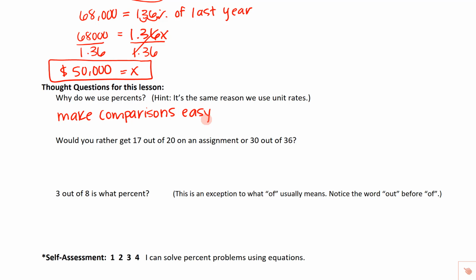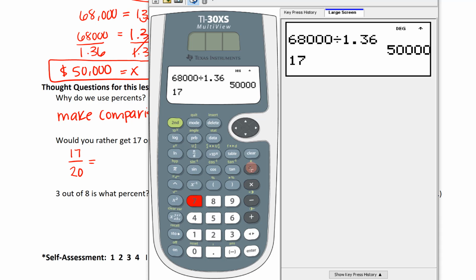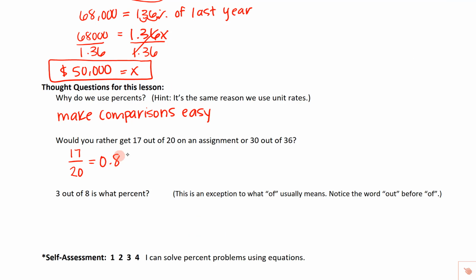Would you rather get 17 out of 20 on an assignment or 30 out of 36 on an assignment? Well, you do this every single day. You calculate your assignment percentage. So let's first figure out what your percent would be if you got 17 out of 20. So 17 divided by 20 is 0.85. And then, to change that to a percent, you move it over twice or multiply by 100, so it would be 85% if you got 17 out of 20.